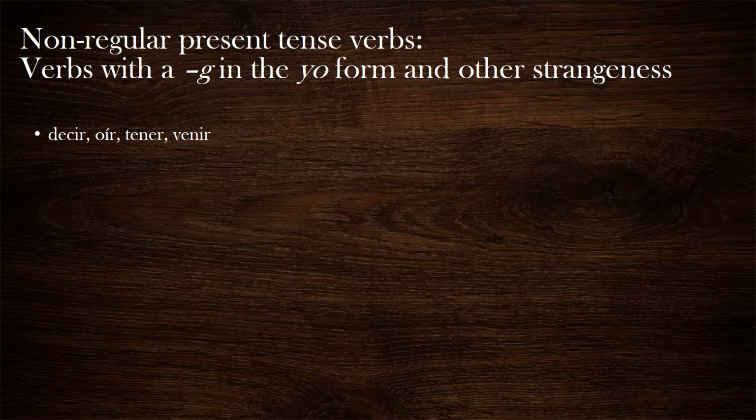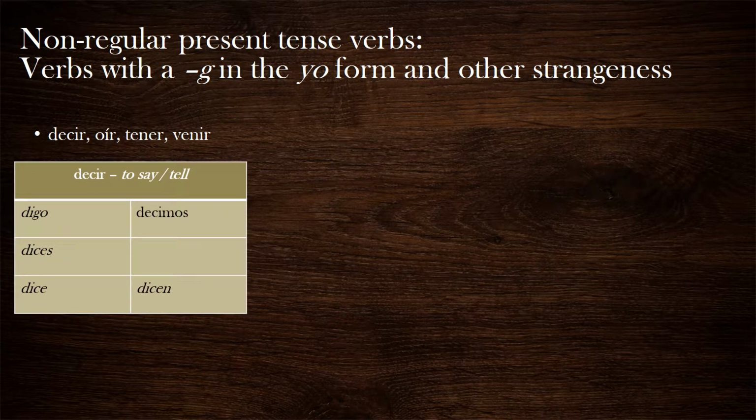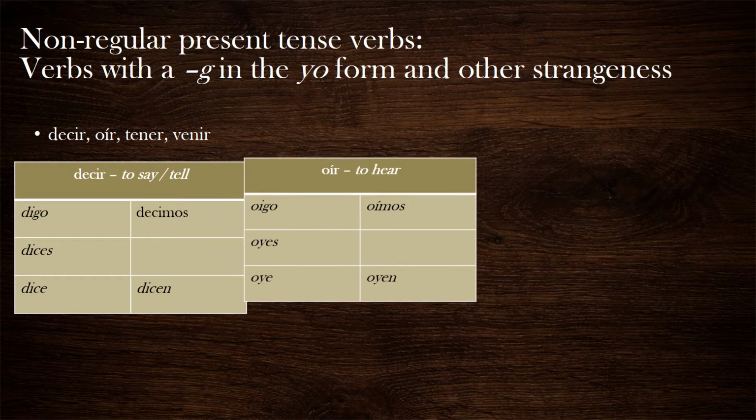Another fun category. These verbs have a G in the yo form and other strangeness: decir, oír, tener, venir. Decir, to say or to tell: digo, but then you've got dices, dice, decimos, dicen. So it gets an I. It changes from E to I in every form except decimos. And it has the G there.